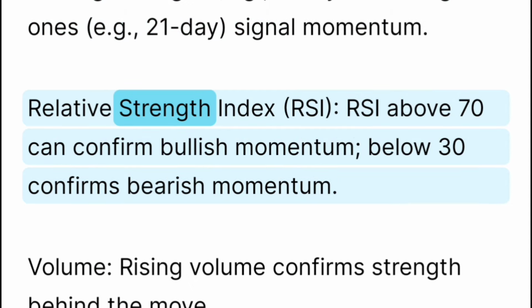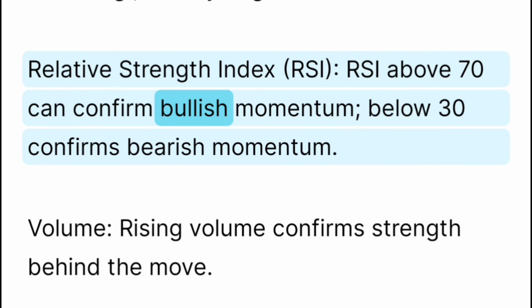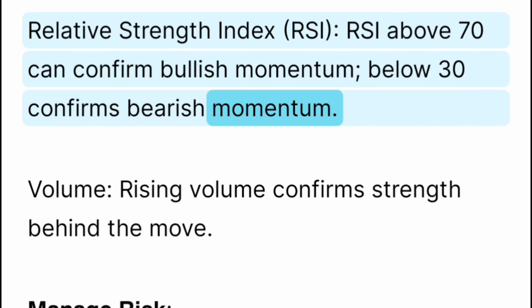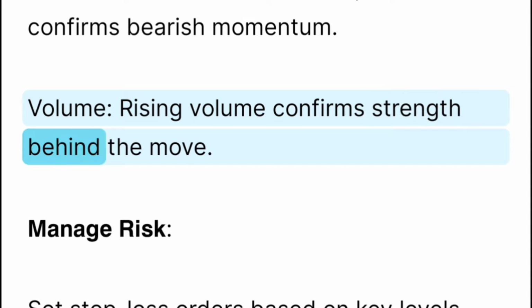Relative strength index, RSI: RSI above 70 can confirm bullish momentum, below 30 confirms bearish momentum. Volume: rising volume confirms strength behind the move.